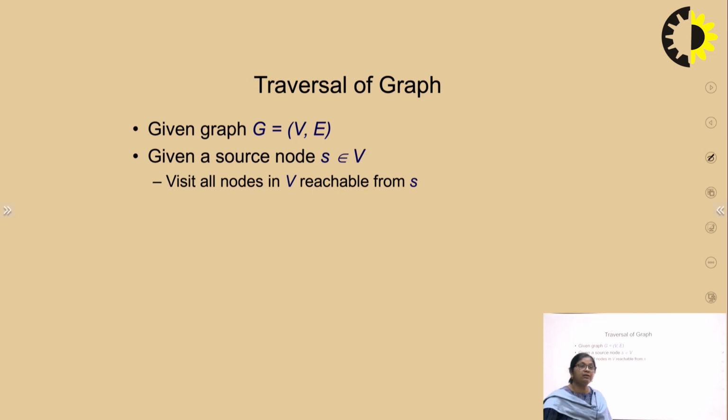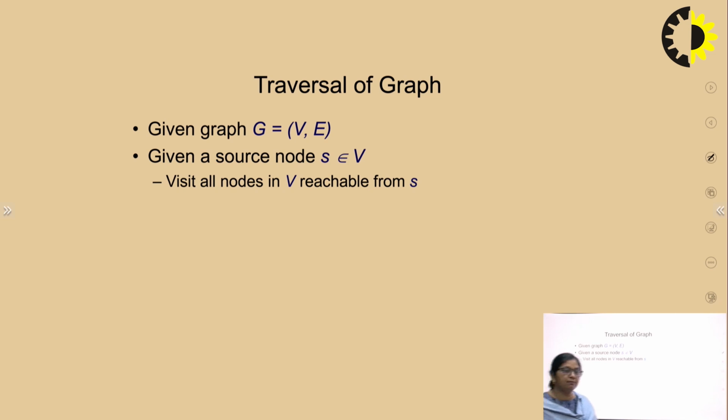So what actually is traversal? When I am given a graph G, it means I have a set of vertices and a set of edges, which are pairs of vertices. Now we have to traverse the graph. What does it mean? It means I will start from a point.